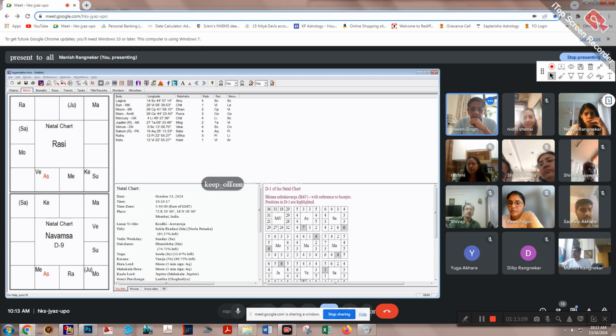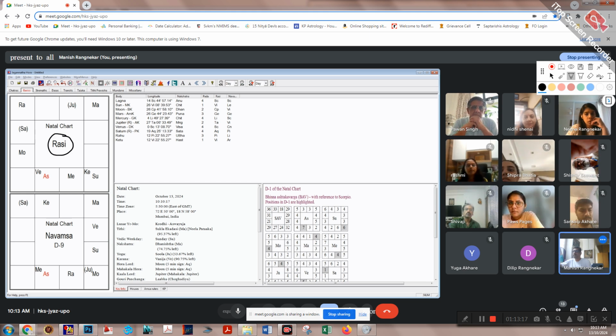Okay, so now this is basically your Rashi chart when you open. So when you open the software, you will have to make a new chart. I normally do Control D. A dialog box will open up where you will have to fill in the month, date, and year. Next line will be the time in hours, minutes, seconds, and the place where it is, and then it should be in India.